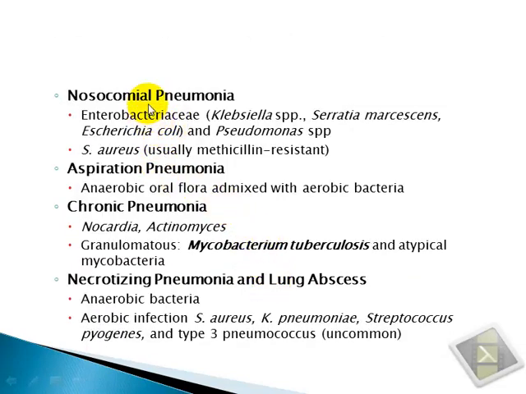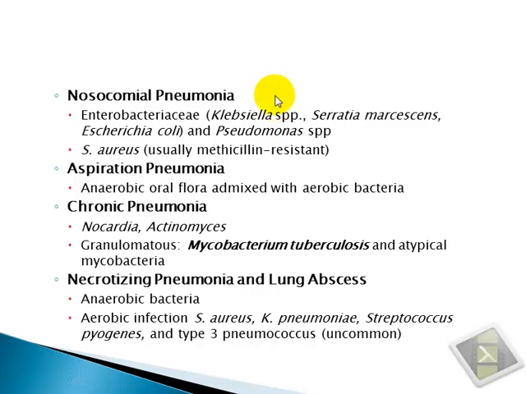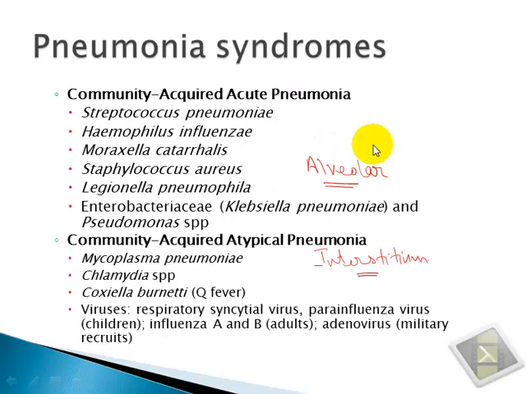The third category is the nosocomial pneumonia, the ones which are acquired in a hospital setting. That means the patient is already having some problem, and the problem is further complicated by nosocomial pneumonia. So we have a few species here, plus we have this methicillin resistant Staph aureus, also called MRSA.